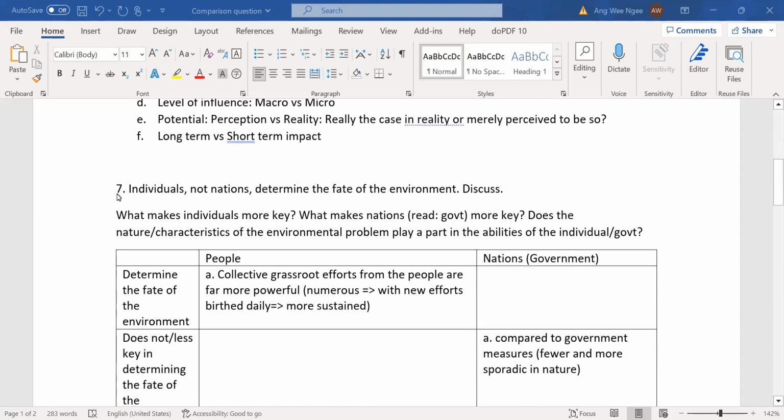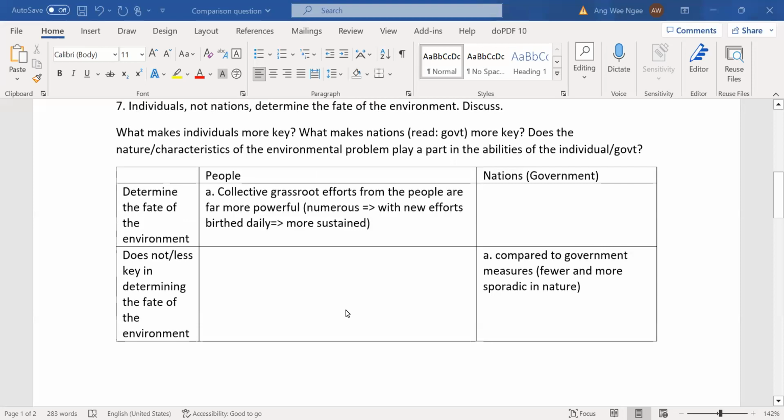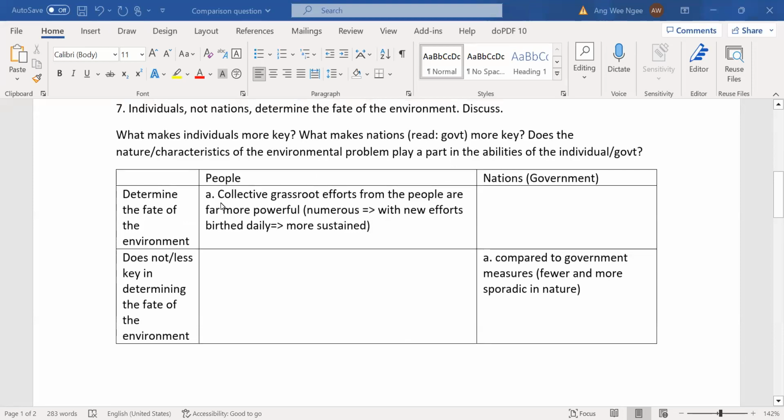Okay, so based on question 7, which comes from your recent timed practice, individuals, not nations, determine the fate of the environment. So questions you want to ask yourself would be something like, what makes individuals more key? And what makes nations, in other words, governments, you can interpret nations as governments, more key? Does the nature, characteristic of the environmental problem play a part in influencing the abilities of the individual or the government? Okay, so we're going to go through some of the points. So the first point is written out for you.